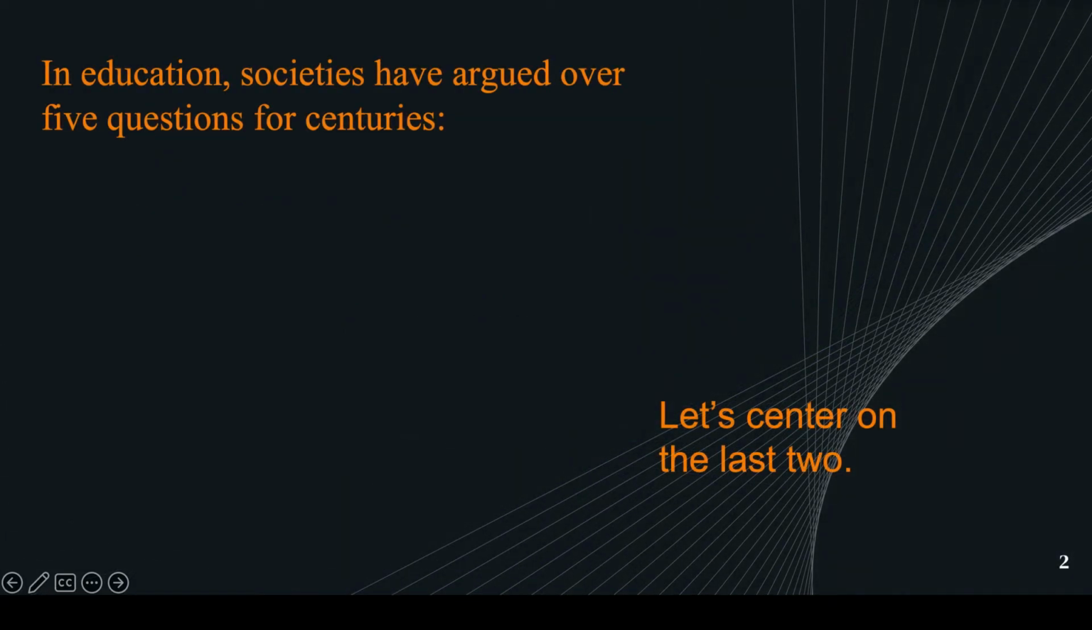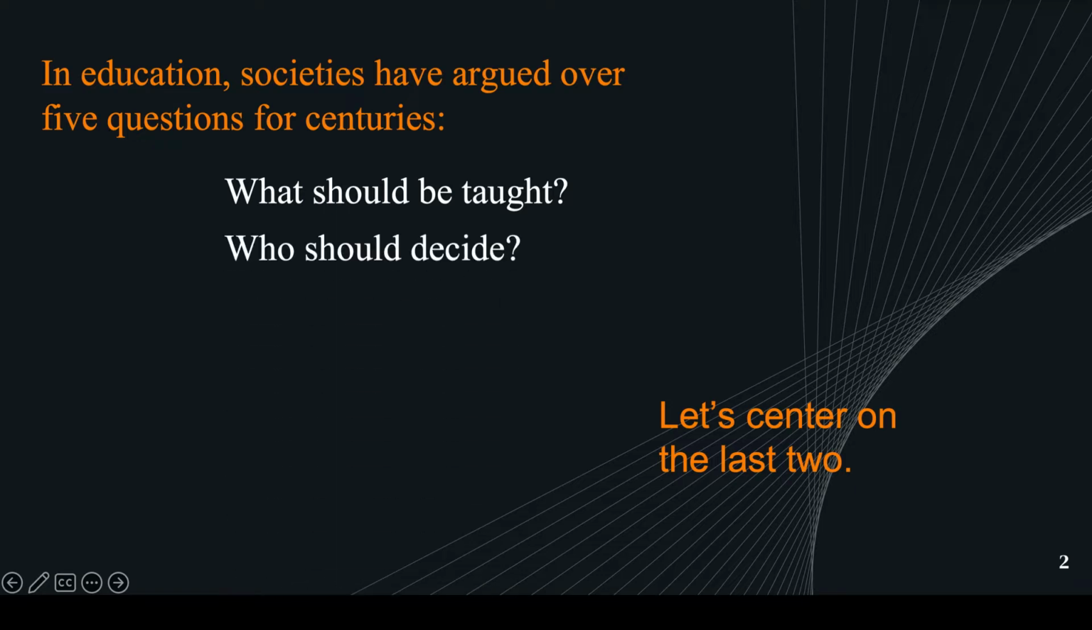In our field, in education, our societies have argued for centuries over 5 questions. What should be taught? And we don't have to look far in today's headlines to see that this is still raging in our communities as far as what history should be taught, what English should be taught, or what textbooks should be used, and the like. Who should decide? Should it be boards of education, state boards of education, or a national curriculum? Who should decide is one of the major 5 questions.